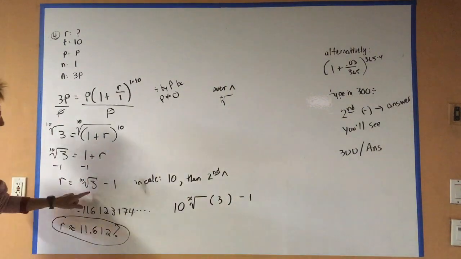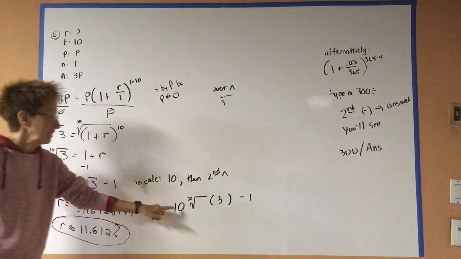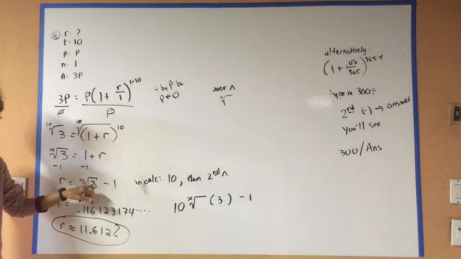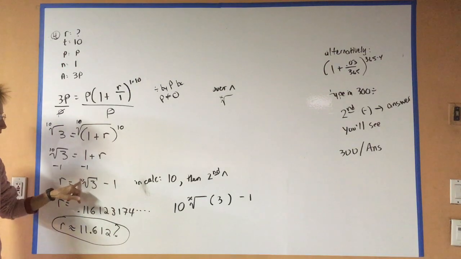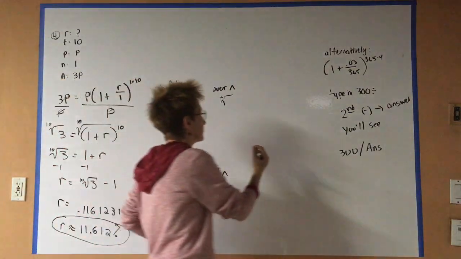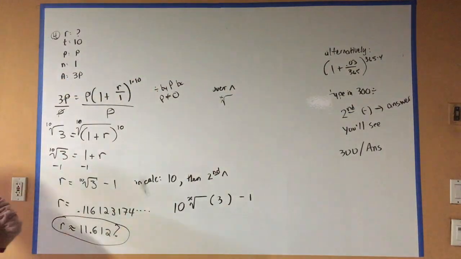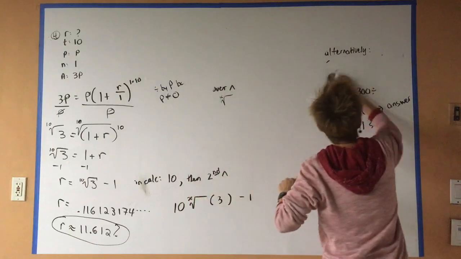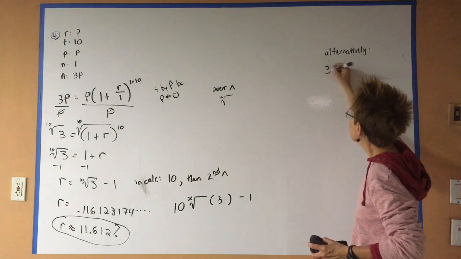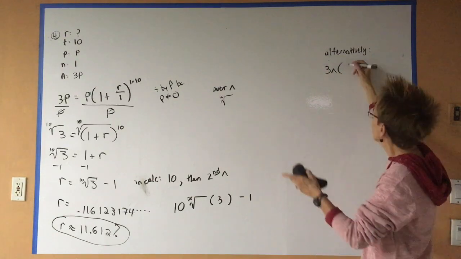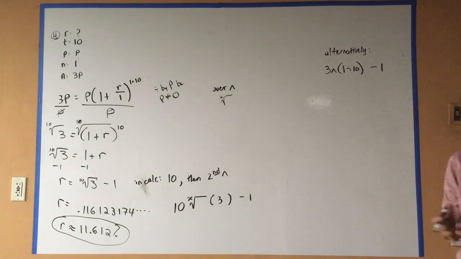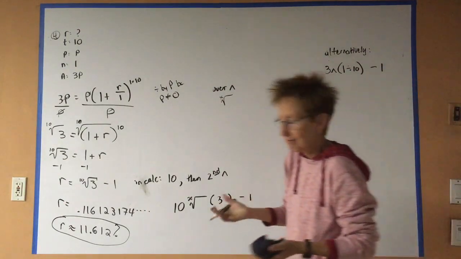Just to comment, when I said I do these a different way, it's because I find this clunky in this calculator. Rewrite this: this is 3 to the what power? 1/10. So I find this easier to put in. Alternatively, I find it easier to type in like this, 3 to the power of 1 divided by 10, and then subtract 1. That's how I usually do those. I just like it better.